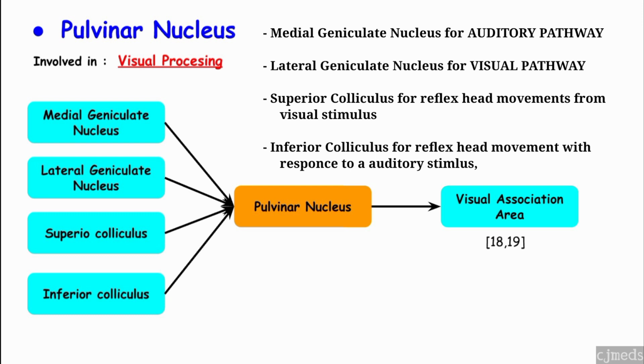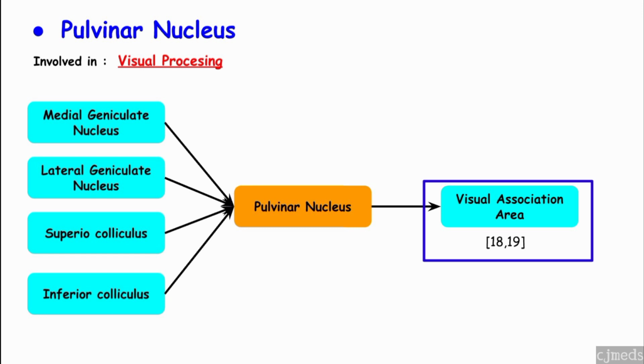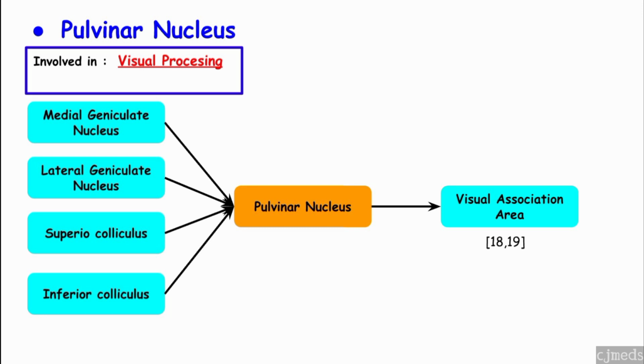The medial geniculate nucleus for the auditory pathway, the lateral geniculate nucleus for the visual pathway, the superior colliculus for reflex head movements from visual stimulus, and the inferior colliculus for reflex head movements in response to auditory stimulus. So the pulvinar nucleus receives both auditory and visual stimulus. It takes that information and sends it to the visual association area in the occipital lobe. So we can say that the pulvinar nucleus is involved in visual processing. That means it helps us to see someone's face, then recognize it from the past and give meaning to it. That is the job of the pulvinar nucleus.